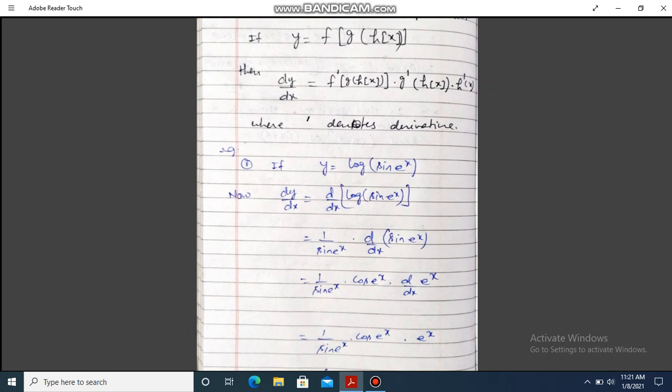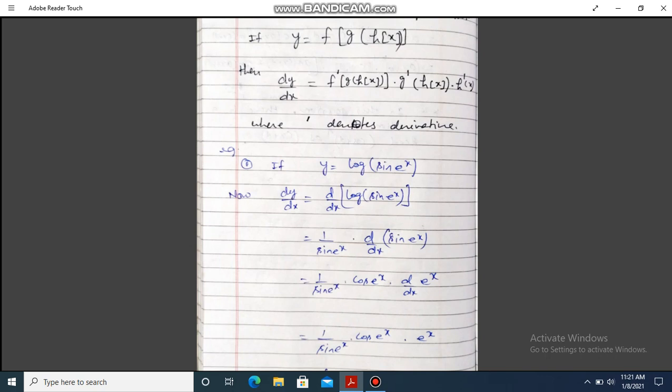That means first we will differentiate the form of f, whatever the form of f is. Then we will differentiate g, the form of g. Means if it is sine, cos, log, whatever, then we will differentiate g accordingly. And finally we will differentiate h. All these differentiations will be multiplied together. So dy by dx is equal to f dash of g of h of x into g dash of h of x into h dash of x, where dash means a derivative of that function with respect to x.